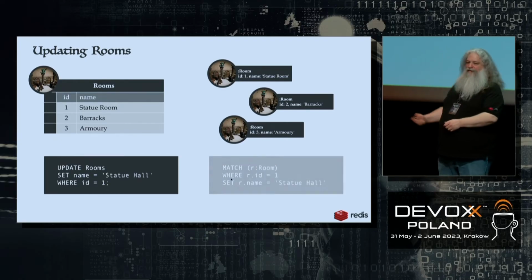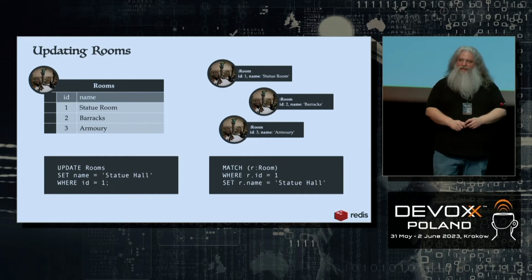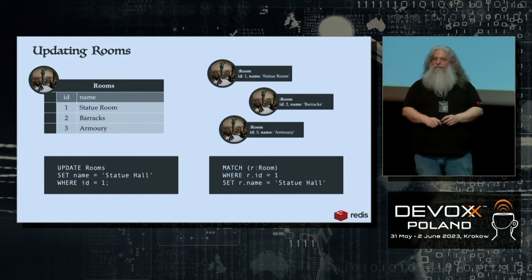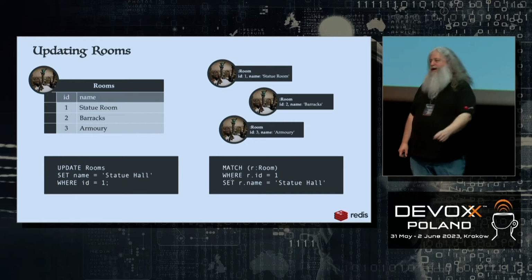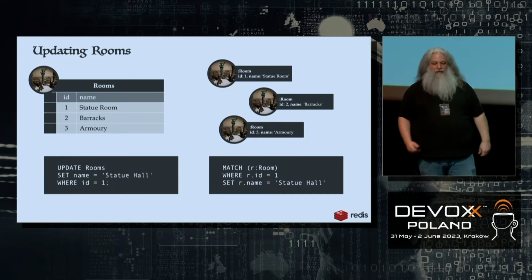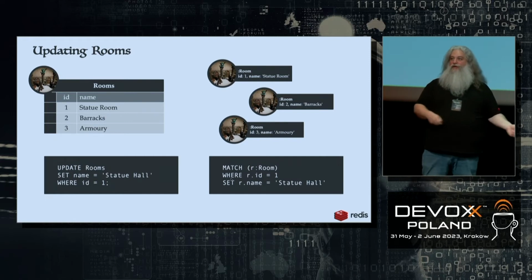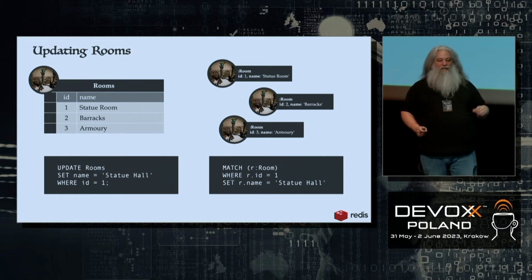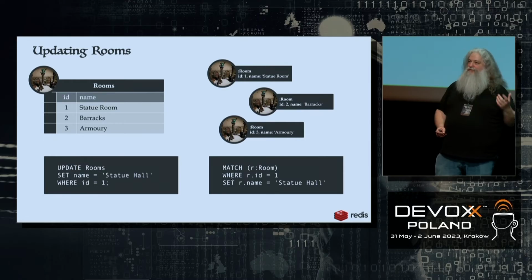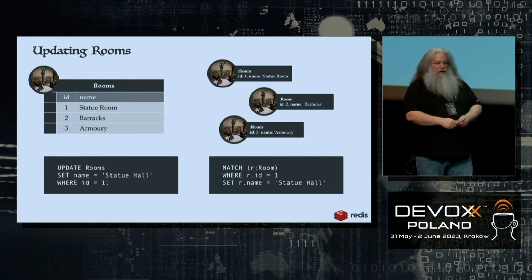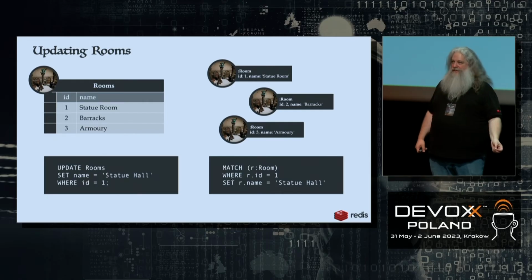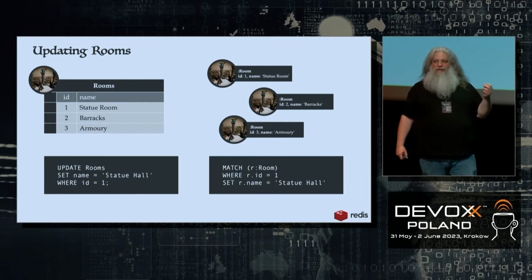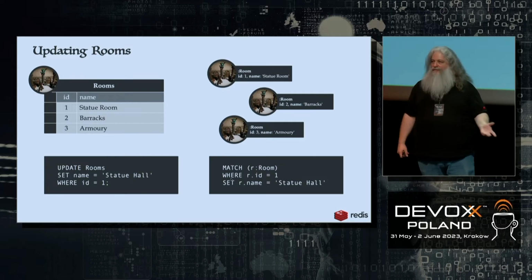To do this in graph, it's very, very similar to what we just did for reading. We're going to match a pattern. We're going to match a room where ID is 1. So match where. But instead of returning it now, we're going to set properties on it. Now here we're going to replace the name from statue room to statue hall. Again, this is schemaless. So if we wanted to add new properties that don't exist, we could. We could say, set r.trapped to true.